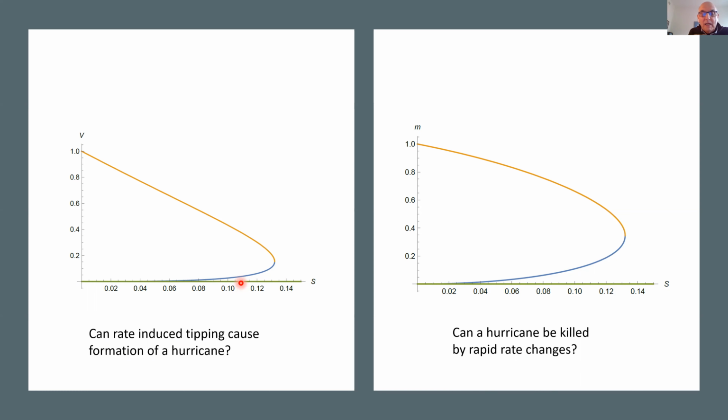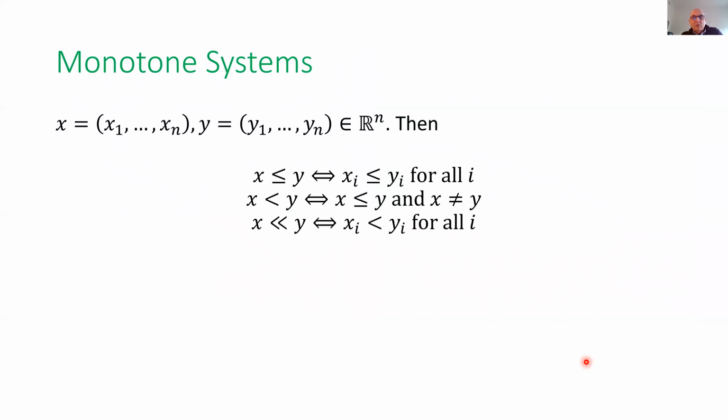But it turns out you can use noise-induced tipping to activate a hurricane, which isn't surprising. That has been shown by Nick Korak, who is a master's student at Wake Forest, and his advisor, John Gemma. We're now putting that together with this rate-induced work. So the second question is, can a hurricane be killed by rapid rate changes? The answer to that is yes, but it has some surprising features to it.